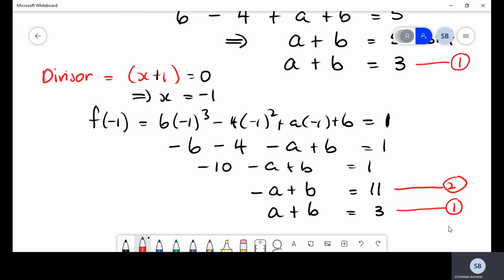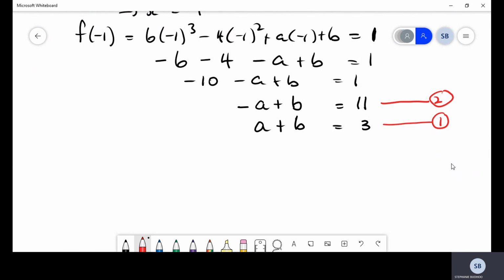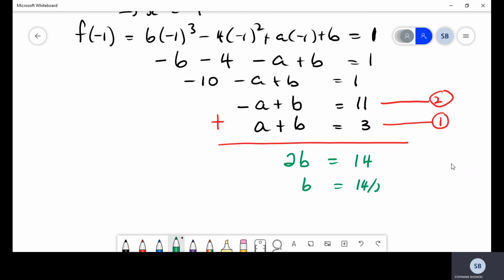And now we are going to perform a solution by solving these simultaneous equations. I'm going to choose to add both equations and see what happens. So upon adding both equations, the negative a plus a cancels. We will get 2b is equal to 14. So therefore, b is equal to 14 divided by 2, which gives us a value of 7. And then we are going to substitute that value of b being equal to 7 into either equation 1 or 2. I'm going to substitute it into equation 1.